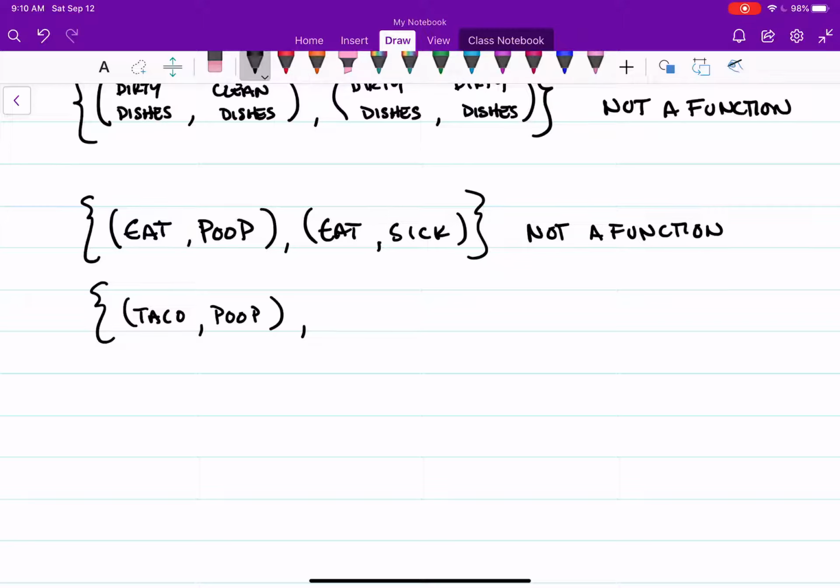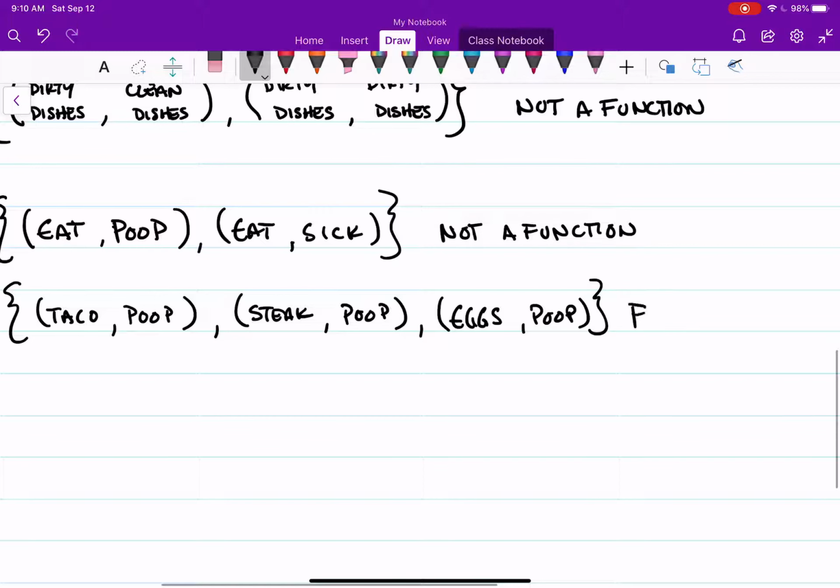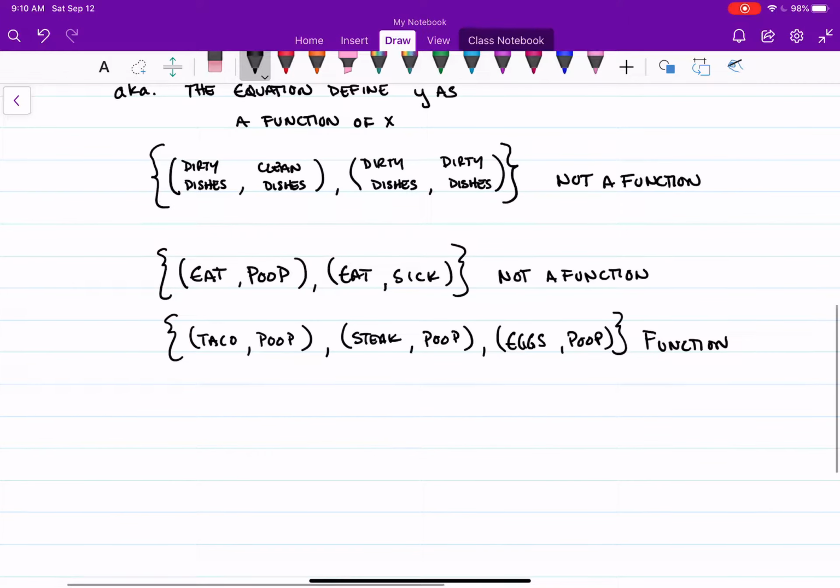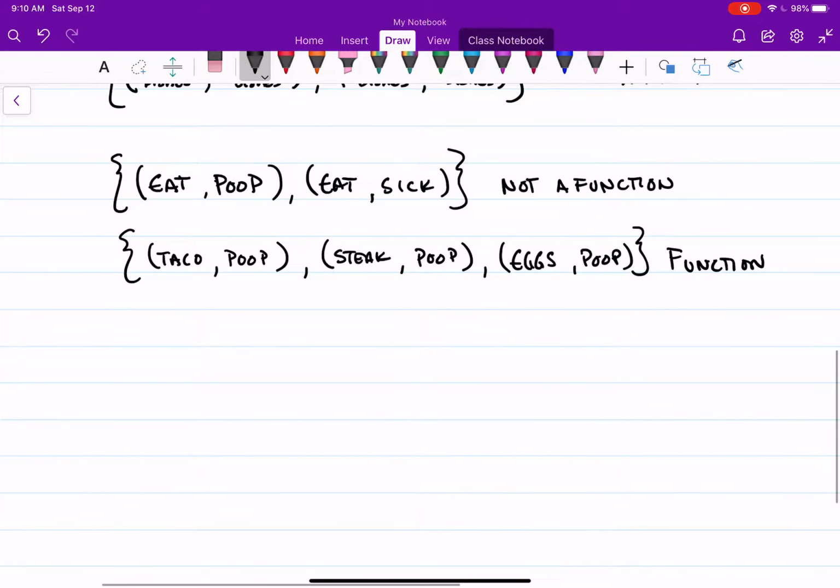And the next night I went and got steak. Well, what's my result? I also pooped, right? So my body's still functioning correctly. The next day I go for breakfast and I got some eggs, and I also pooped. So in this case, my body still functioned correctly. Okay, I know it's kind of disgusting, but it puts a real life situation into a picture of what would be a function and what would not be a function.